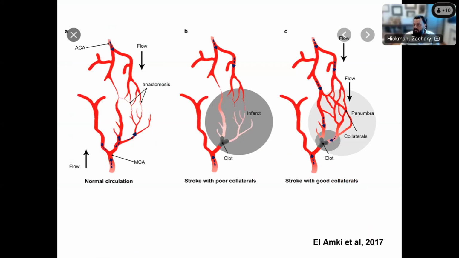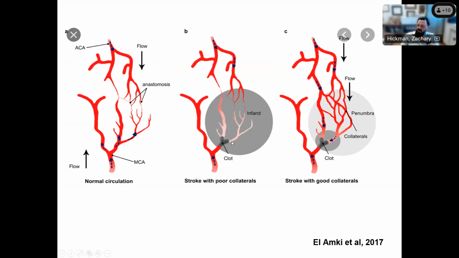So in a normal case, say you have the watershed area between the ACA and the MCA territories, on the cortical surface between where those two distributions are, you'll have some anastomoses between those. They're not completely 100% end arteries, but those anastomoses are not super robust in a lot of people, or they might be robust in some areas of the brain in one person, and then another area of the brain in that same person is not as robust.